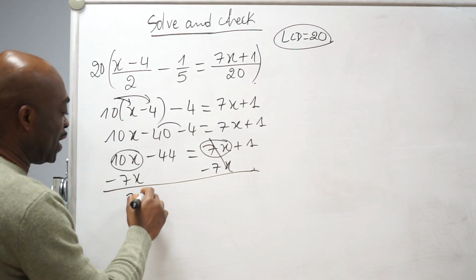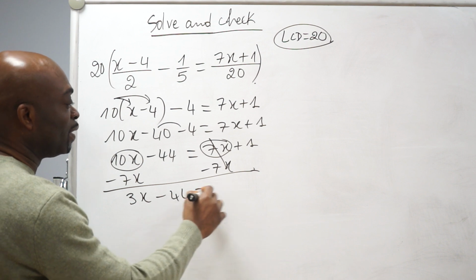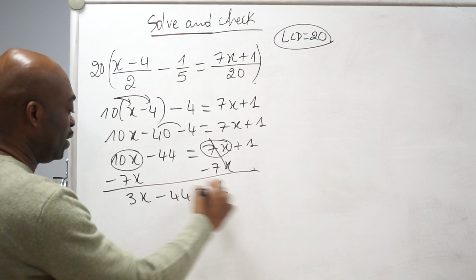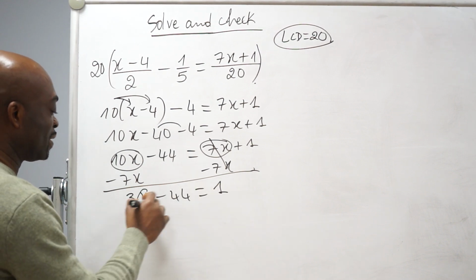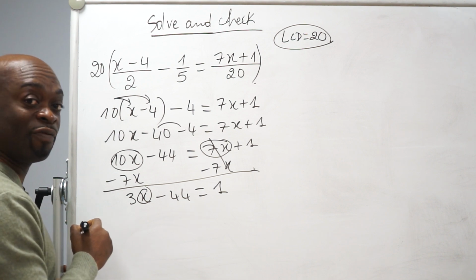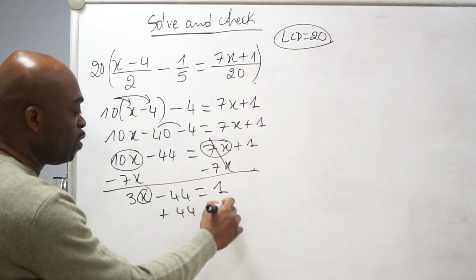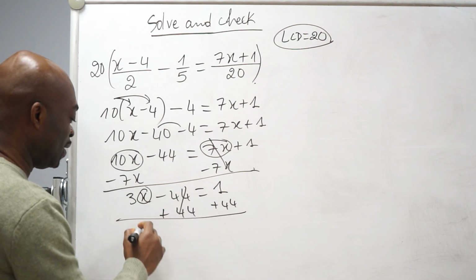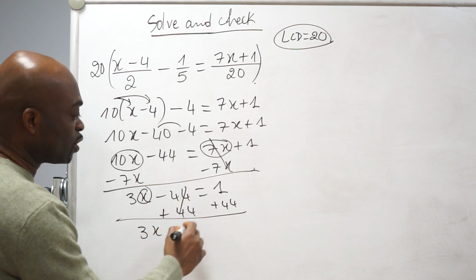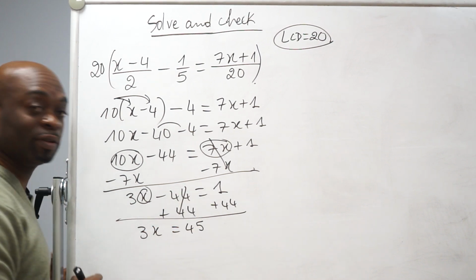Is positive 3x. And that is equal to what? 1. Are we still solving for x? Yes. So that means what do we need to get rid of first? Negative 44 got to go. By doing positive 44 on both sides, then we end up with 3x equals 45.